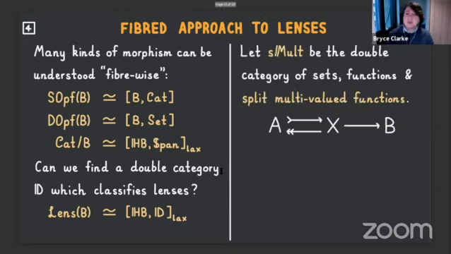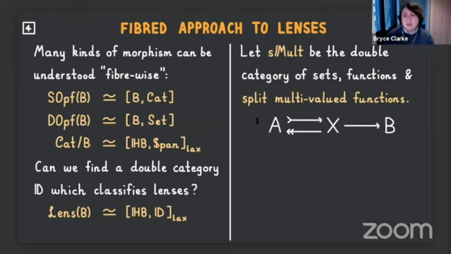Okay, so what we can do is consider this double category, which I'm calling S-mult, which is the double category of sets, functions, and what I'm calling split multi-valued functions. Now I don't think this double category has been seen before in the literature or has been studied much, but a split multi-valued function is just a diagram like this in Set, which is just a span where the left leg of the span has a chosen section. So this is the splitting of the split multi-valued function.